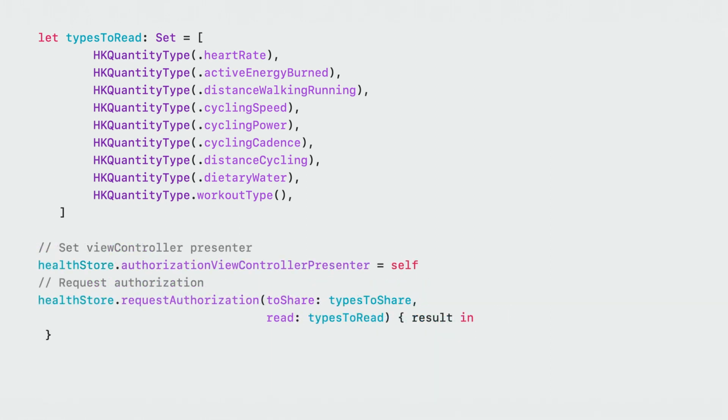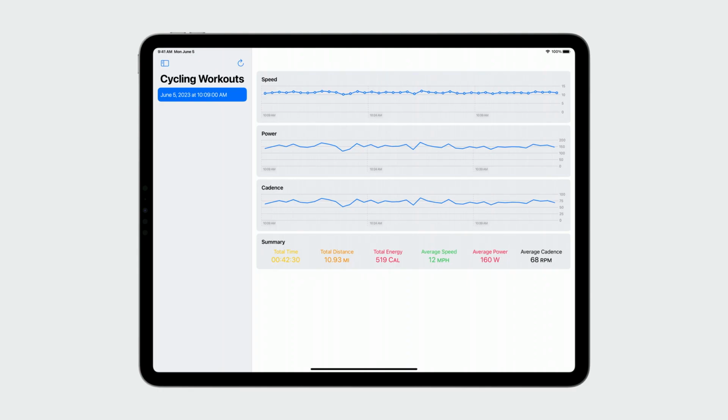For a UIKit app, you would set the Health Store's Authorization View Controller Presenter property and then request authorization with the types to share and read. Now, with the authorization taken care of, let's check out my workout on iPad. Amazing! Now I can access my workout data and take advantage of the iPad's screen size to create a richer experience for my app. Isn't it super easy?